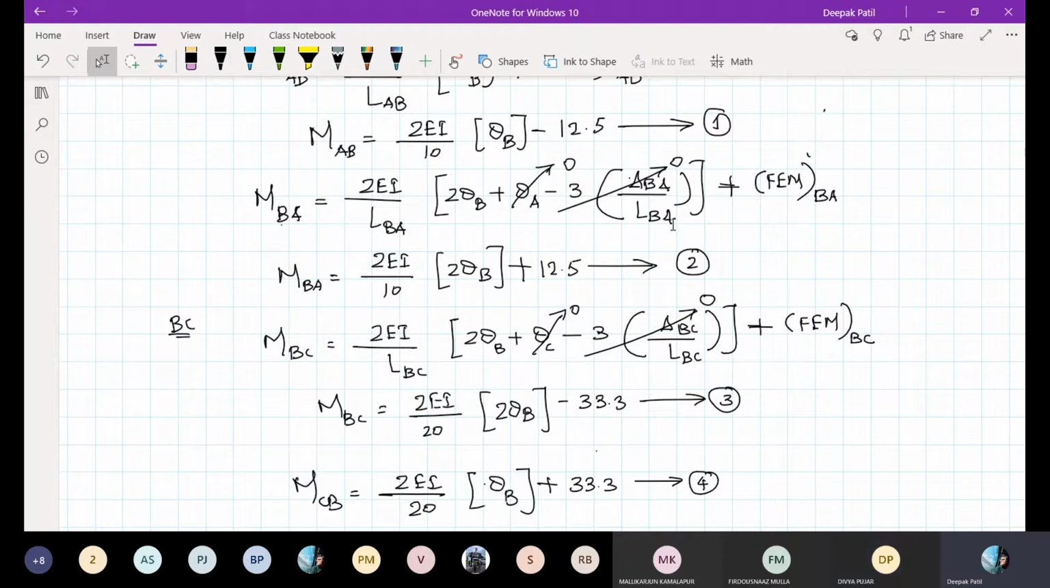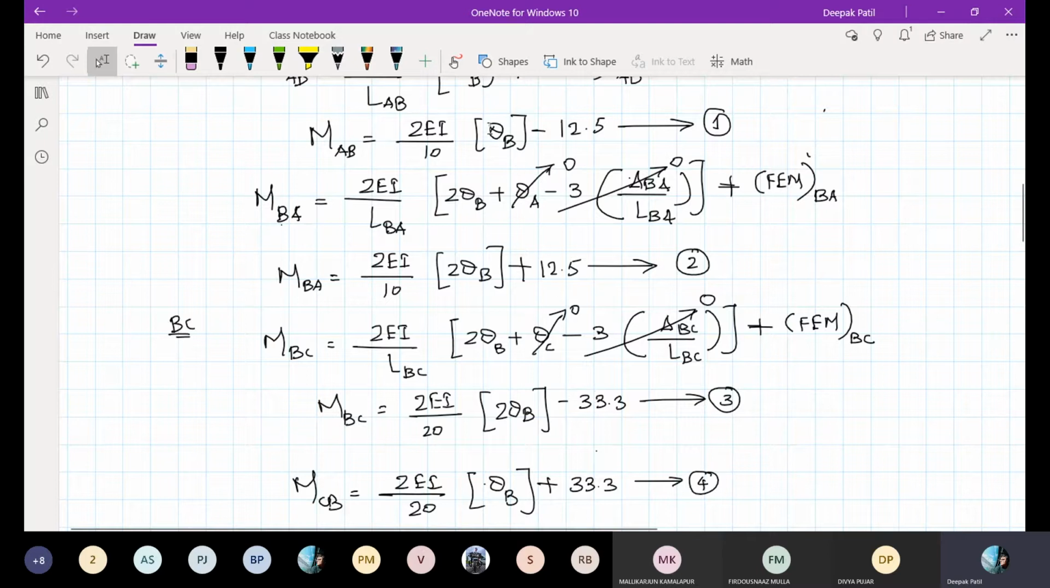See, our ultimate aim is to find moments MAB, MBA, MBC and MCB. I have given one clue. Can anybody tell me in which equations you have to substitute the value of theta B? See, it is very simple. You substitute the value of theta B in all the 4 equations, right? Equation 1, 2, 3 and 4.